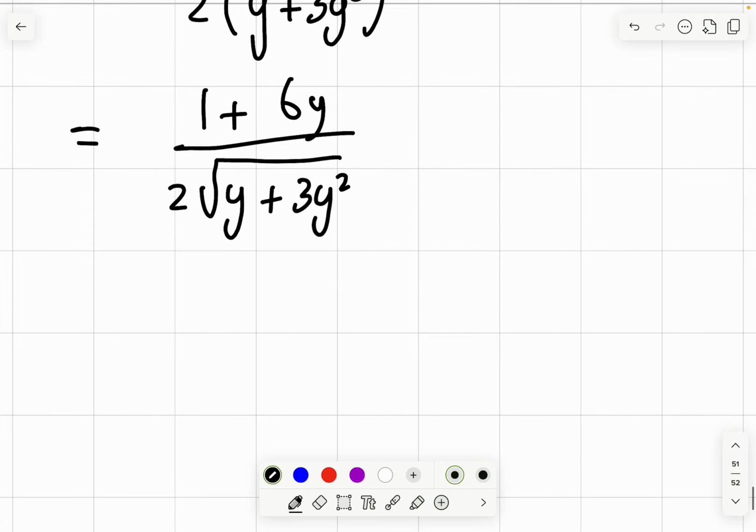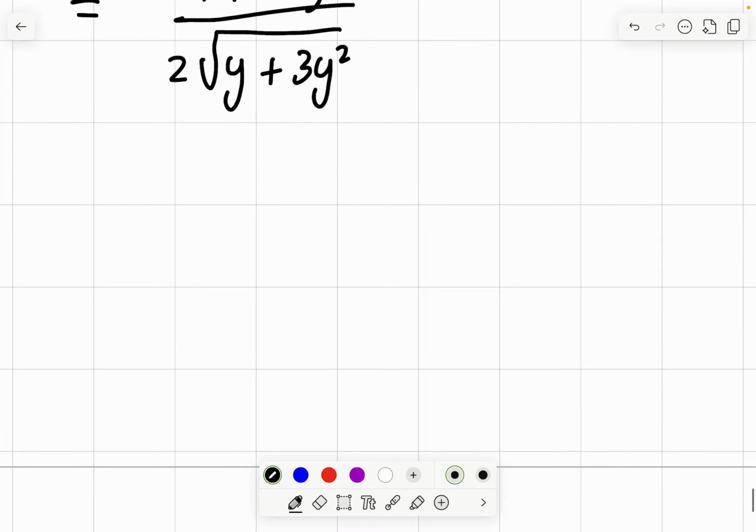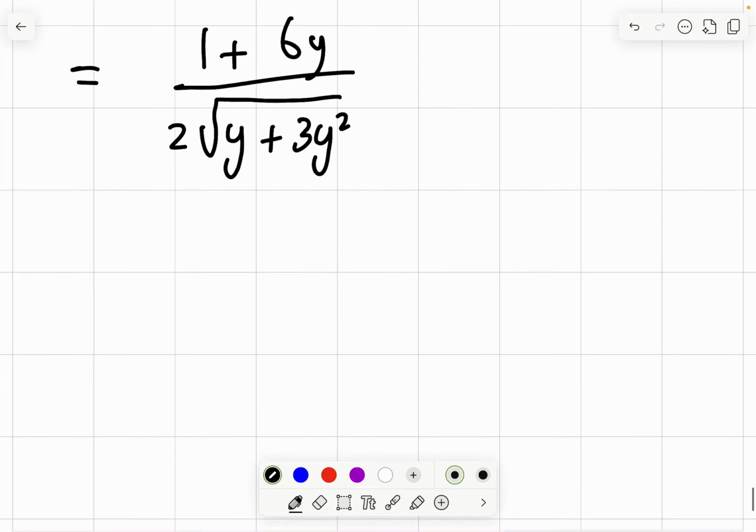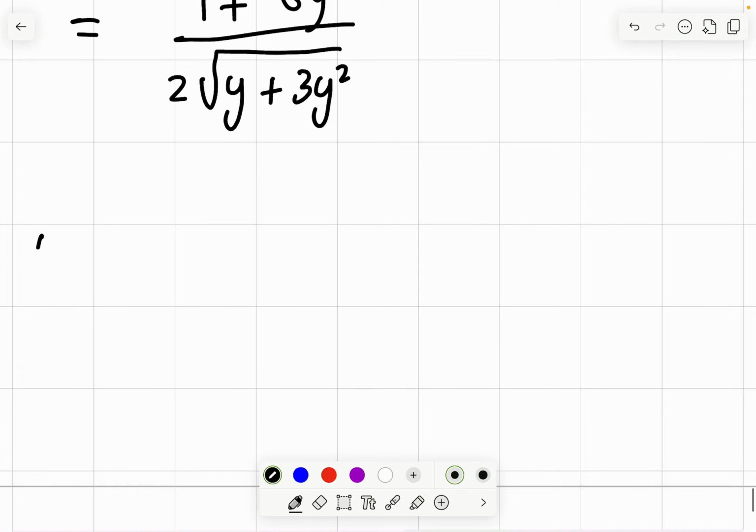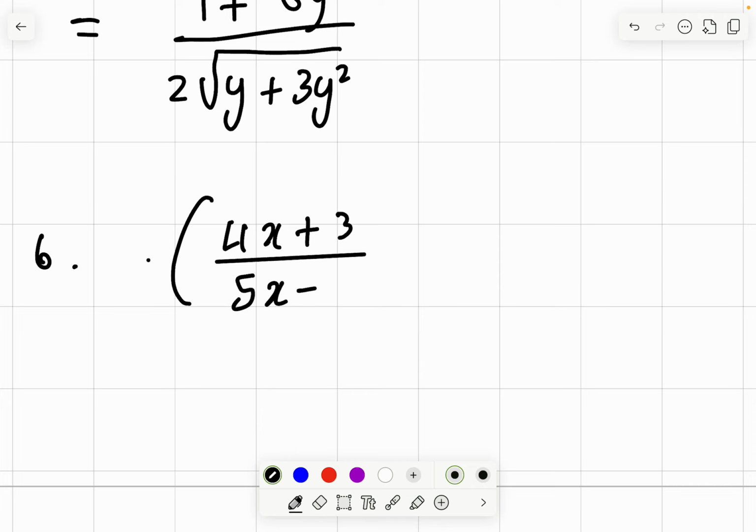So let's try and check another question. Another question is question number 6. Let me see, I think I made a mistake here. Number 6 says 4x plus 3 all divided by 5x minus 2, all cubed.